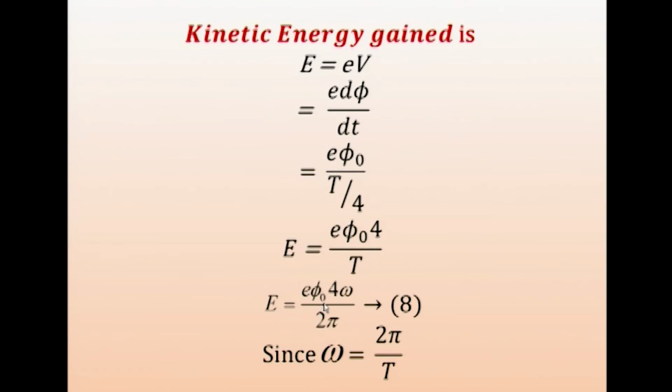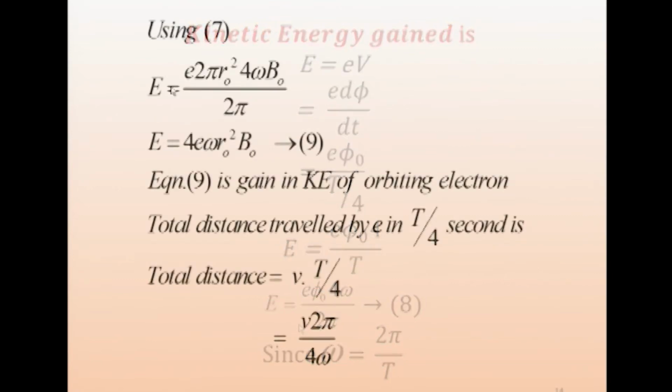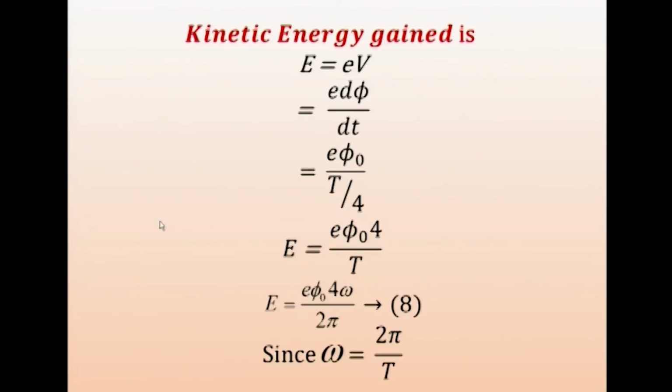Now, E equal to e phi 0, and this T we are writing in terms of omega by 2 pi, because omega is equal to 2 pi by T. Omega is angular frequency, which is 2 pi by T, where T is the period of oscillation and omega is the angular velocity of oscillation. So, this is a well known relation. Therefore, equation 8 we get for energy gained: e into phi 0 omega. So, it is a function of omega and phi 0. E equal to, already we have got the expression, phi 0 into 4 omega over 2 pi.